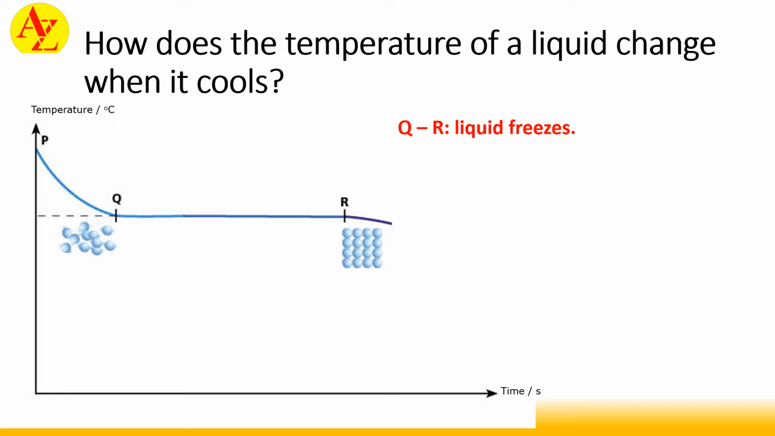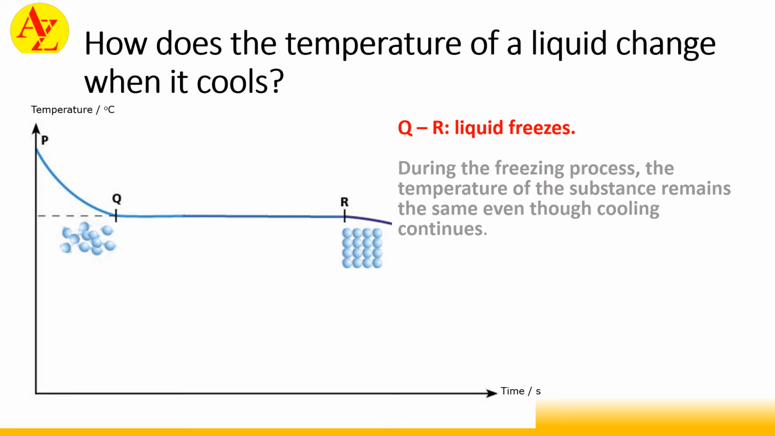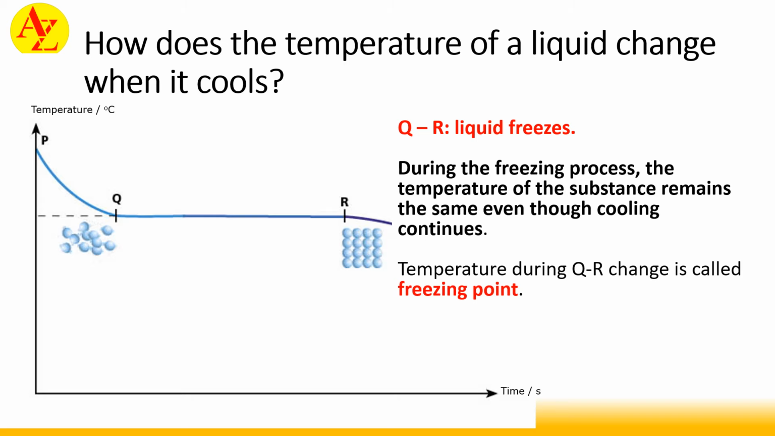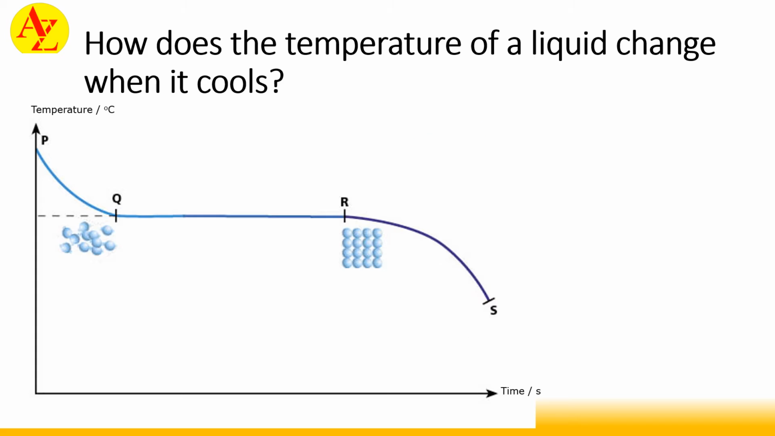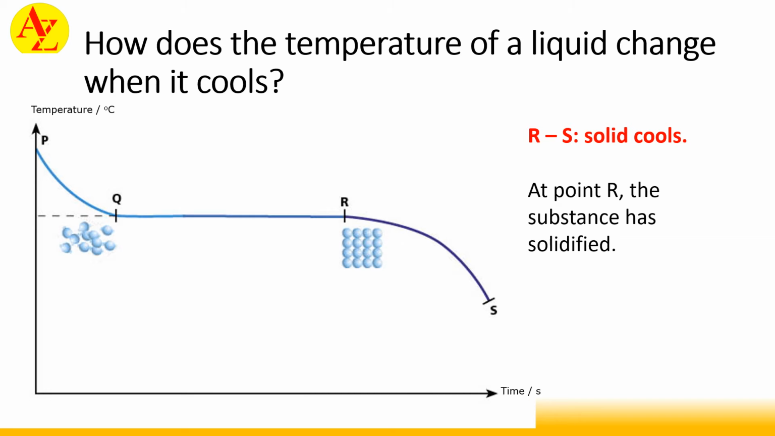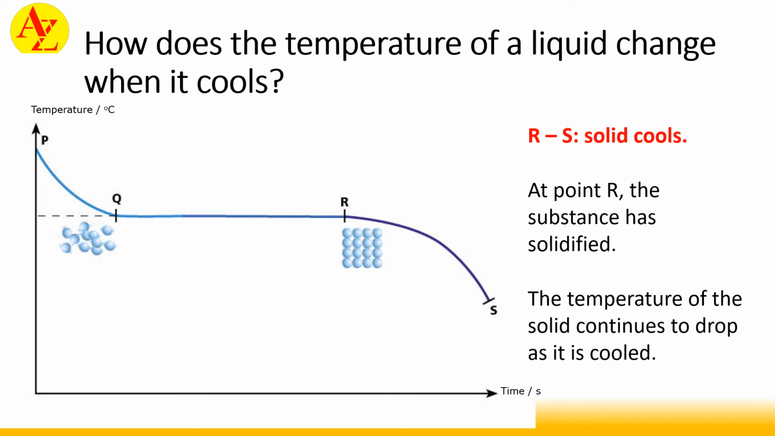Then the process Q to R, the liquid freezes. During the freezing process, the temperature of the substance remains the same even though the cooling continues. The temperature during the QR change is called the freezing point. A mixture of liquid and solid exists here. And lastly, the change of R to S, the solid cools. At point R and beyond, the substance has solidified. The temperature of the solid continues to drop as it cools.